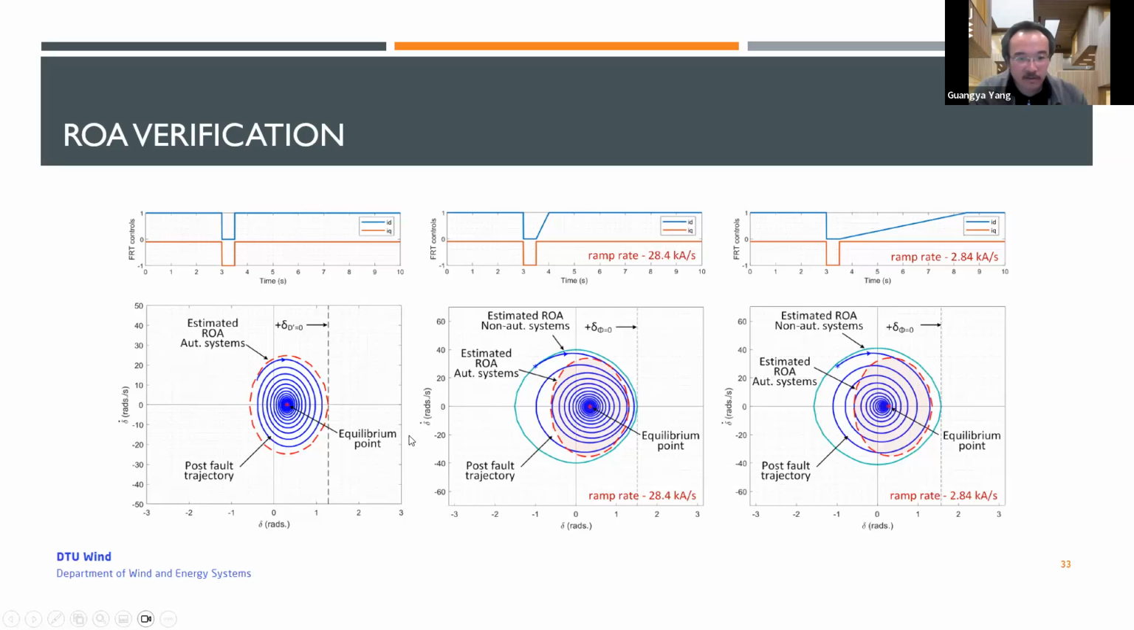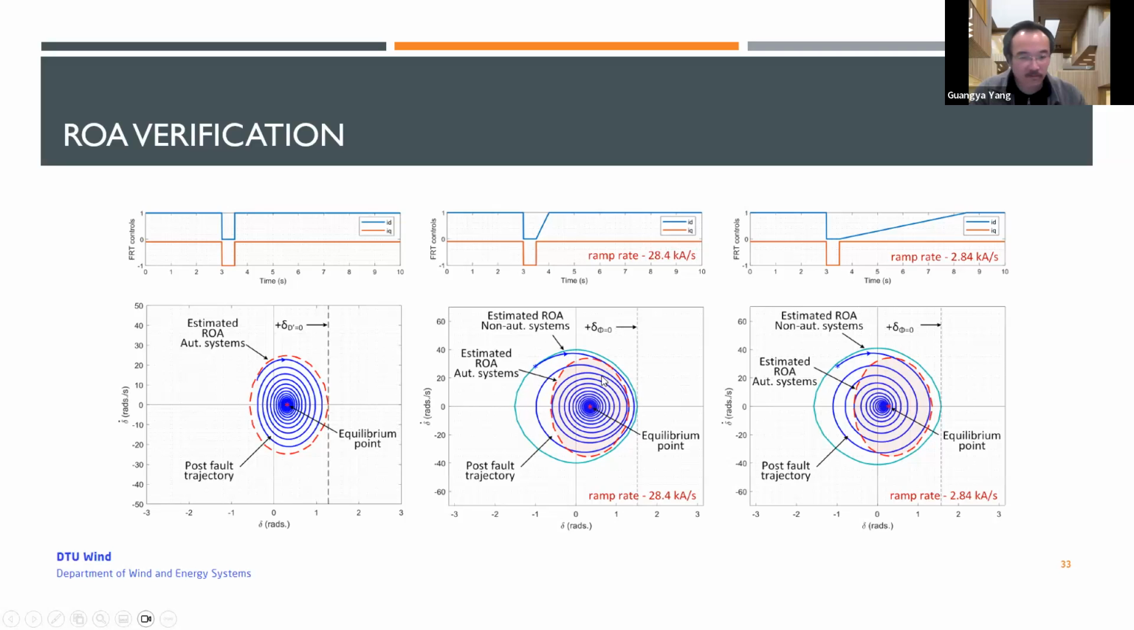So here is a verification of the ROA, comparing autonomous and non-autonomous representations. For the autonomous representation of the wind turbine case, you estimate the ROA to be this size, and when you consider the non-autonomous system, you have a larger ROA. That means you have a wider stability boundary in the system. But as said, when you have a different ramp rate, this ROA will also change. In fact, since we have time as a variable in the expression of the energy function, the ROA also becomes a function of time.